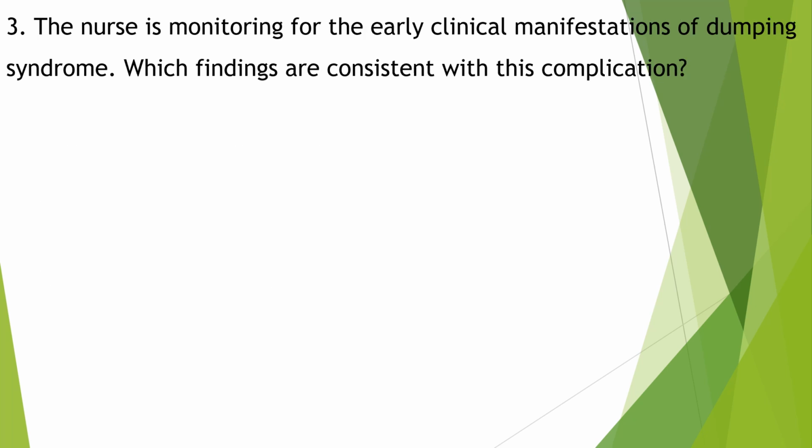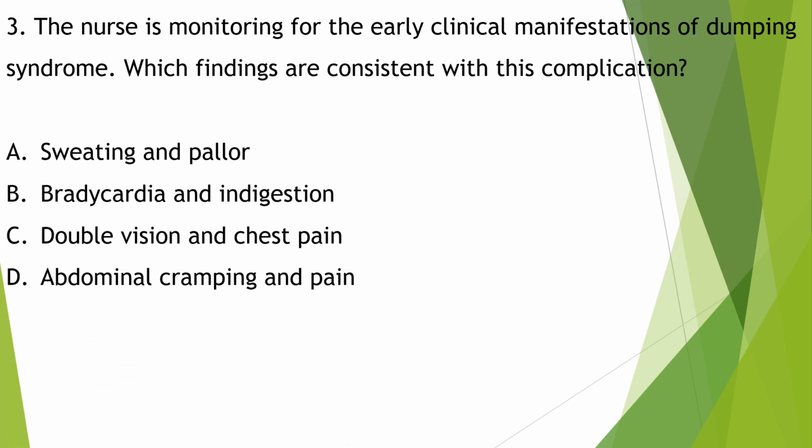The nurse is monitoring for early clinical manifestations of dumping syndrome. Which findings are consistent with this complication? Sweating and pallor, bradycardia and indigestion, double vision and chest pain, abdominal cramping and pain. Early manifestations of dumping syndrome occur 5 to 30 minutes after eating. Symptoms include vertigo, tachycardia, syncope, sweating, pallor, palpitations, and the desire to lie down. So here, sweating and pallor.